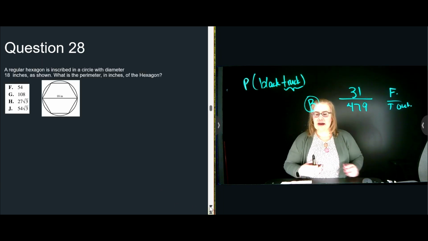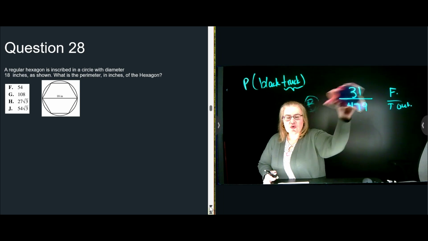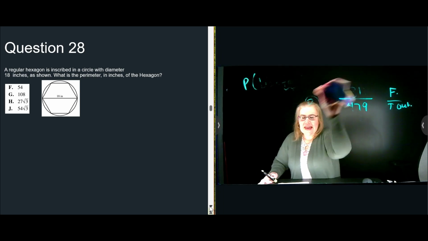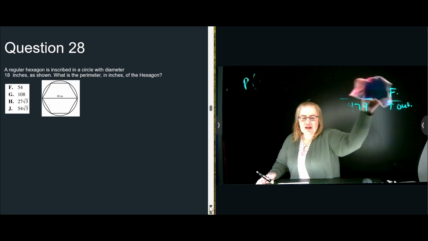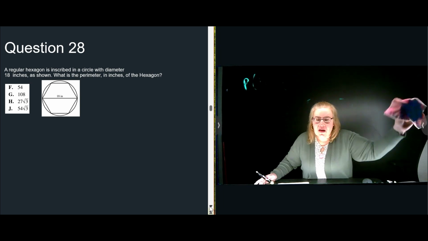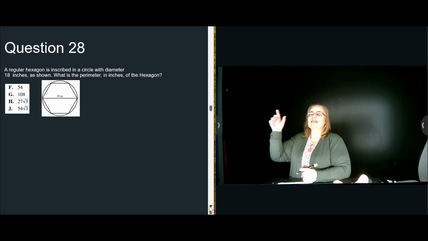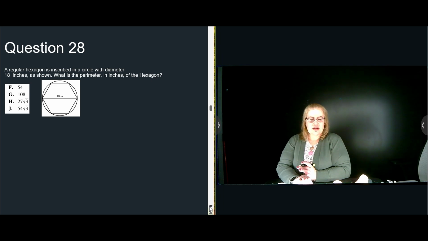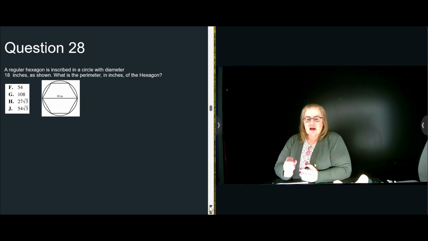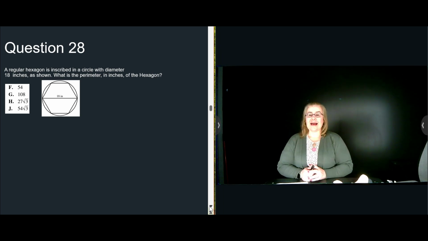All right, let's see. Okay, so we have a regular hexagon inscribed in a circle with a diameter of 18 inches, as shown. What is the perimeter in inches of the hexagon? All right, so we remember what inscribed is. That means all of the points, or all the vertices, touch the circle. We also know that the sides of my hexagon are half of my diameter.